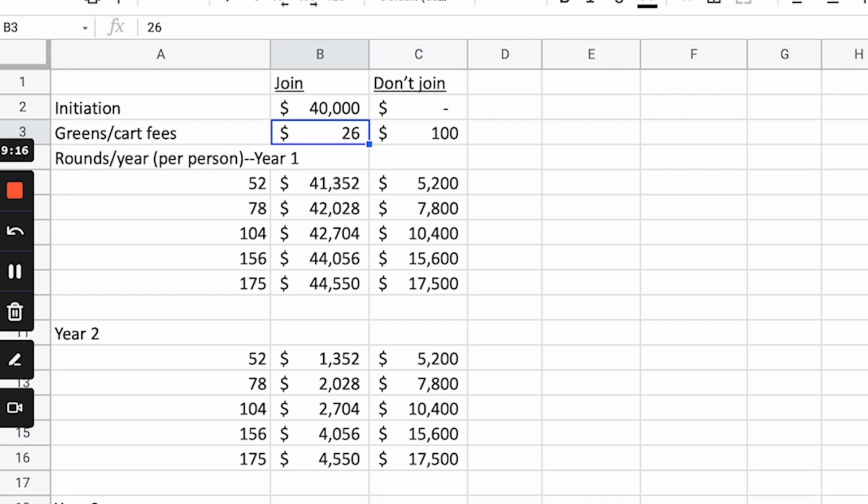So if you look at the rounds per year per person, if you're playing once a week, clearly after year one, you're coming out ahead if you didn't join that club. If you play twice a week, you're still coming out ahead, maybe not quite as much on a percentage basis. If you're playing 3 times a week, you're still $30,000 ahead as a non-member of the club. Throw in another 20 rounds, get to that 175, roughly every other day, a little less than every other day, you're still coming out quite a bit ahead.